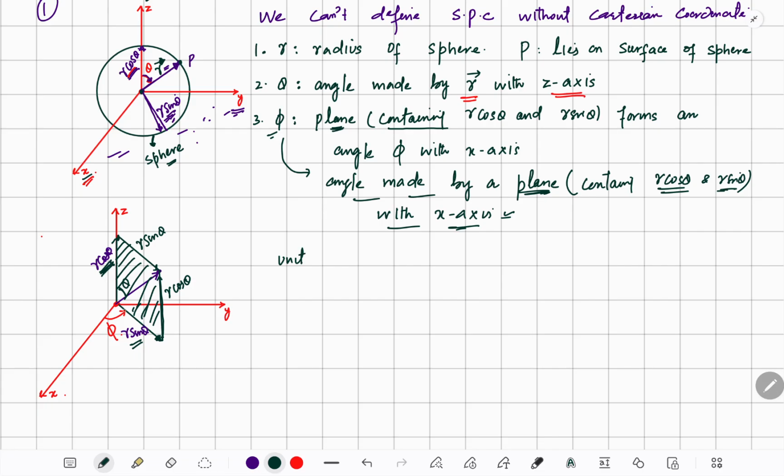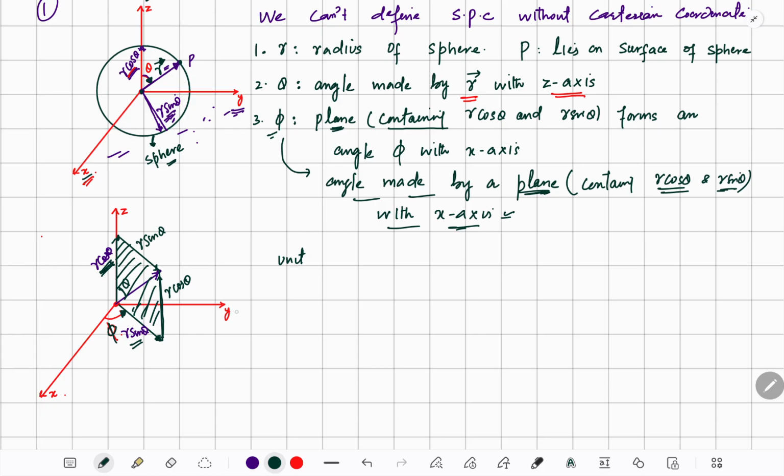Basically, you have to keep this arrow in consideration. This is from the x-axis and that is from the z-axis. The angle made by the r vector is measured from the z-axis. So this direction is very important. This is the positive direction of theta, and this direction is the positive direction of phi.